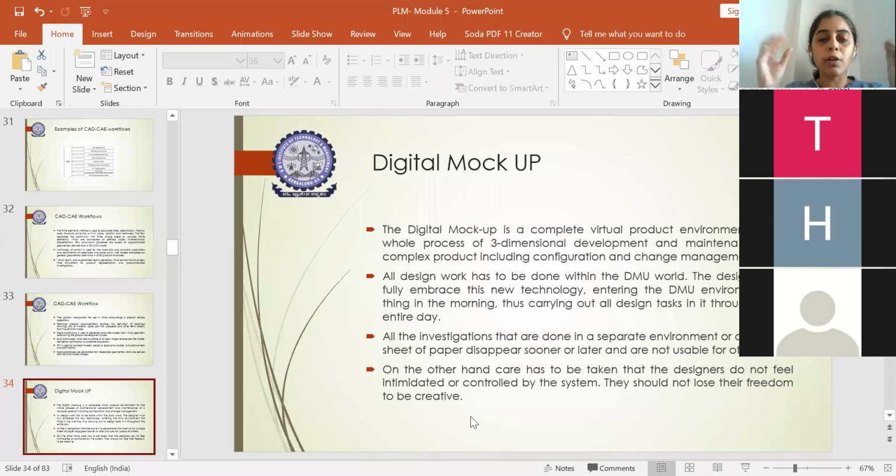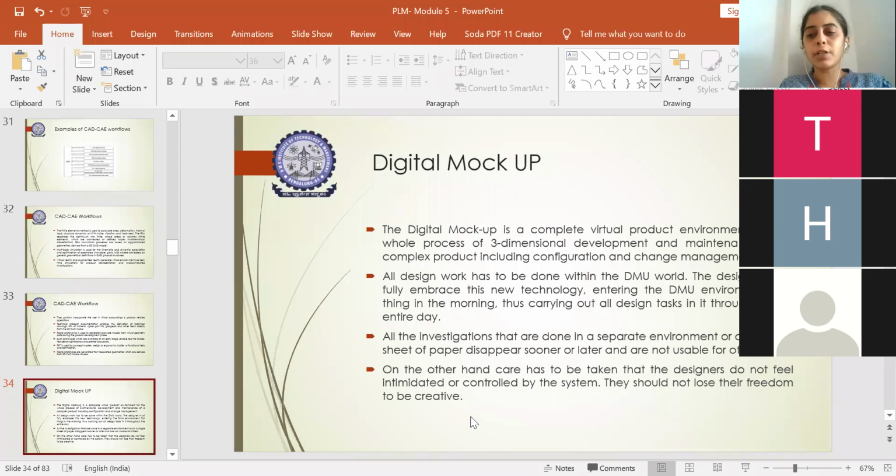So the same concept, ideation without any constraints, has to be replicated in the DMU environment. He should not feel that he is controlled by some constraints so that he cannot provide his full effort in design with the help of the DMU network. That should not come. He should be able to provide his own thoughts and ideas without any constraints, even when operating using the digital mockup. So this is what I want to tell related to digital mockup.